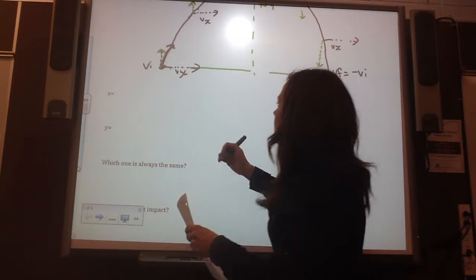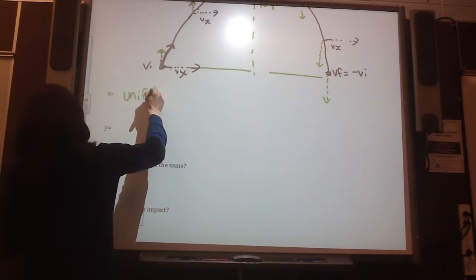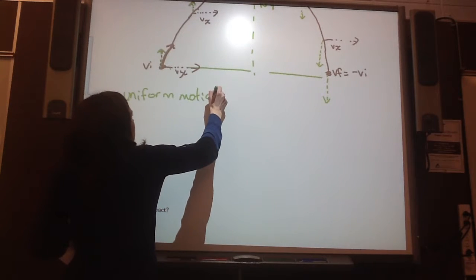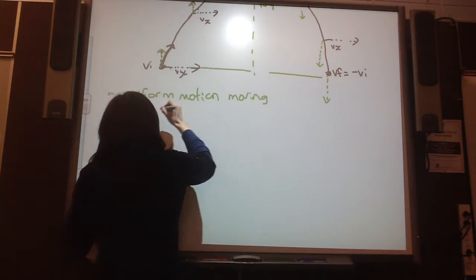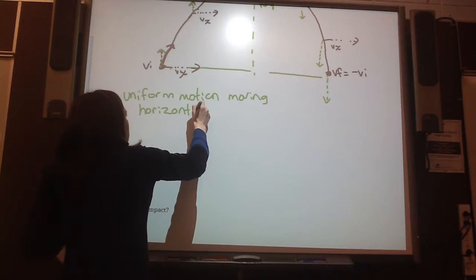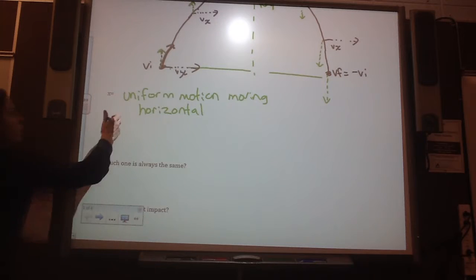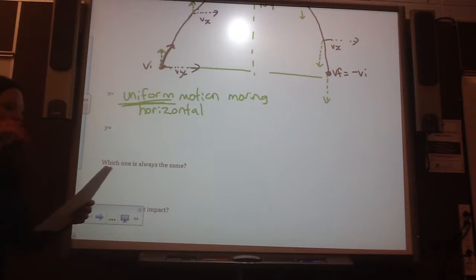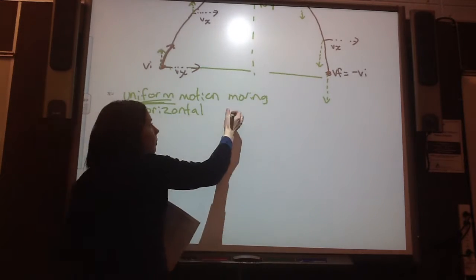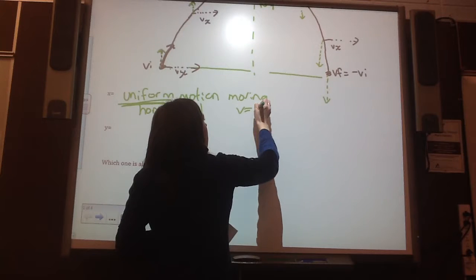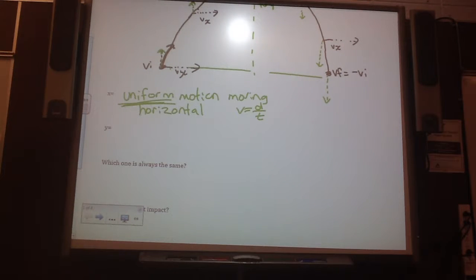So when we think about our x component, this is always uniform motion. Moving horizontal. So it's always moving horizontal across. Always, always. And it stays the same. Uniform motion stays the same. So that's why with the x component, my horizontal component, I only ever use v equals d over t. Because nothing is affecting horizontal movement. It's horizontal. It just stays horizontal. So it has the same horizontal velocity as of when I went up and when it went down. Same horizontal.